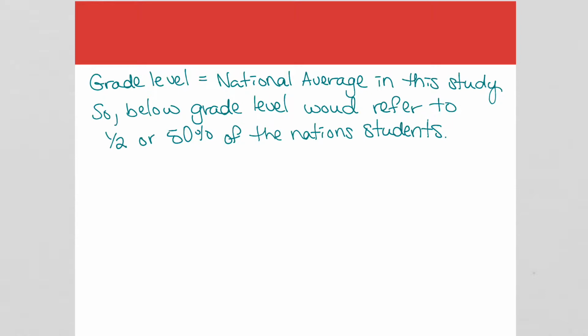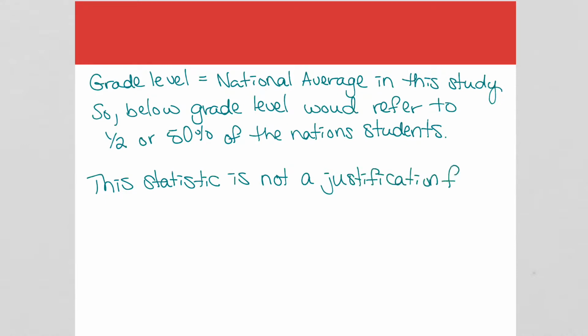So if 50% of the nation reads below grade level, but only 28% of Boulder's students read below grade level, wouldn't that be a good thing? Okay, they're better than the national average. So this statistic, though it sounds good, is not a justification at all for changing teaching methods. This happens. Sometimes there's no justification at all, and they just say, oh, we're going to change it, see what happens. Yeah.